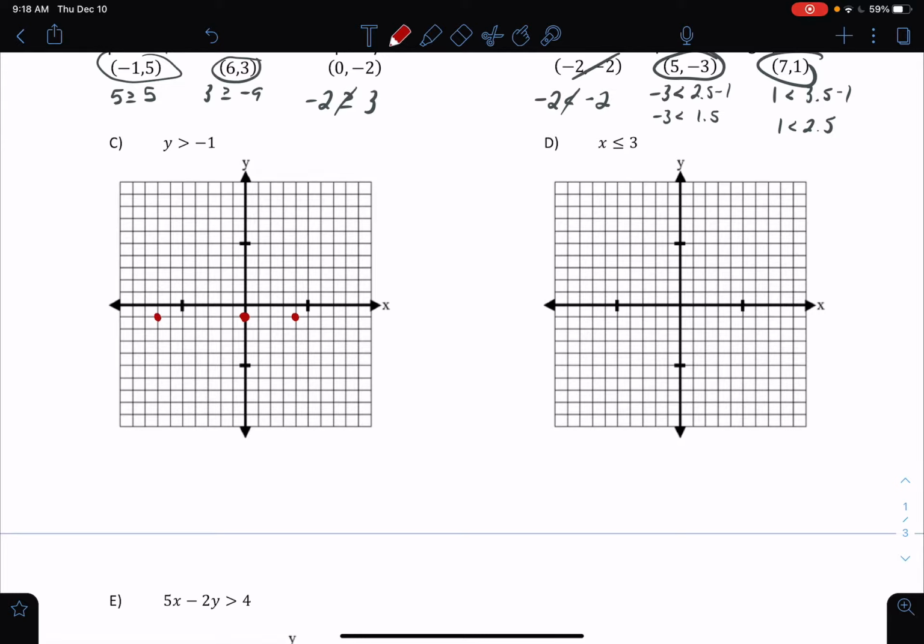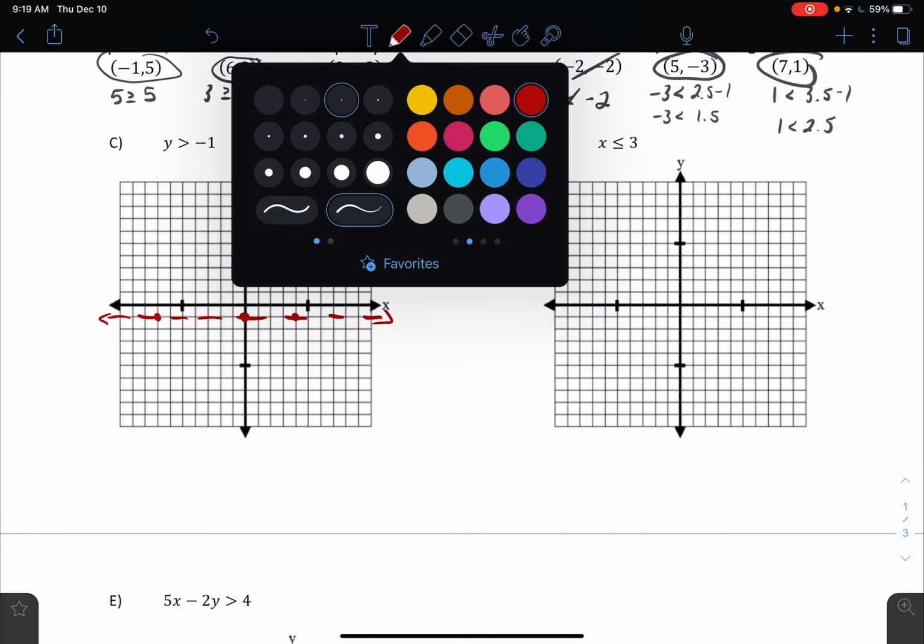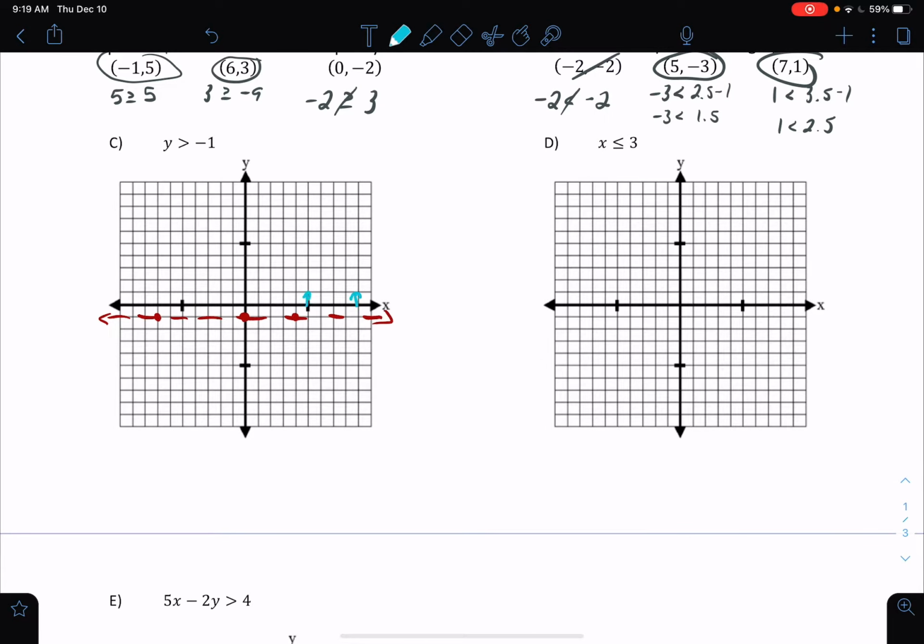Now, I do not have equality here, so it's going to be a dashed line. It's going to be a dashed line through -1. And with y being greater than -1, I need to shade above, because it's saying the y coordinate needs to be bigger than -1. So if I plugged in 0, 0 is bigger than -1, so I want to include my origin point. So I need to shade above my boundary line.